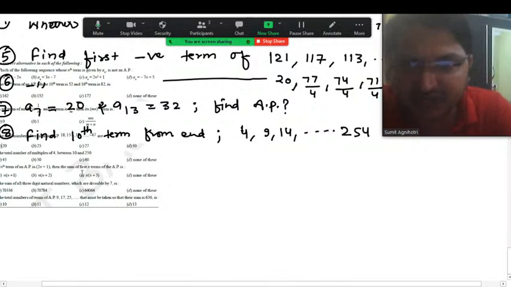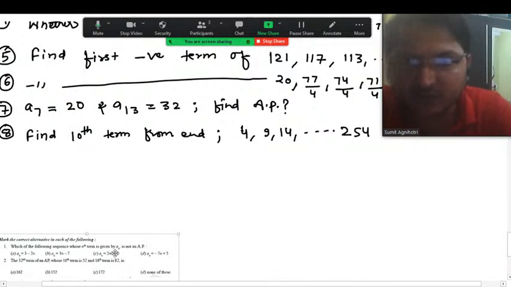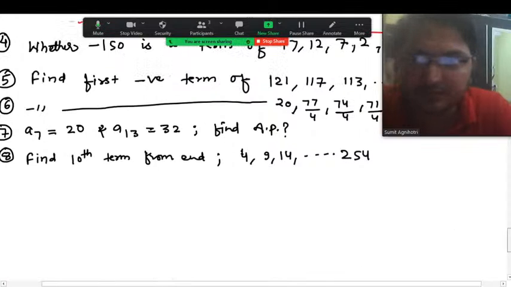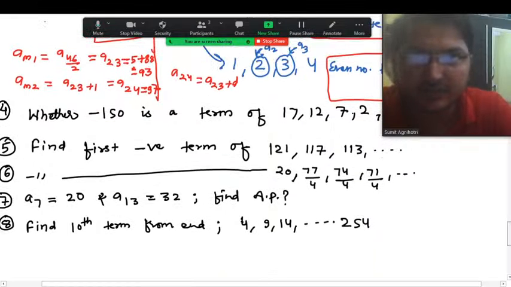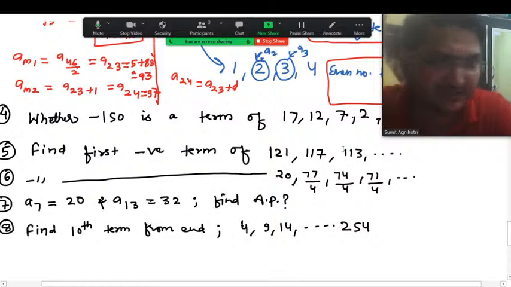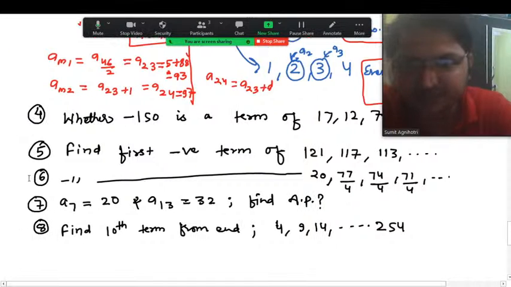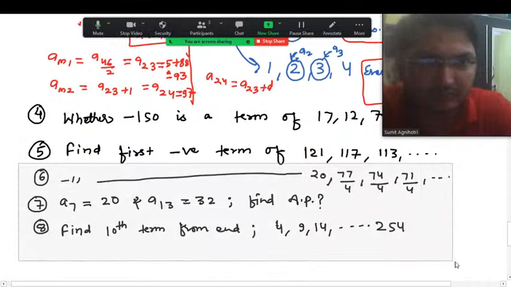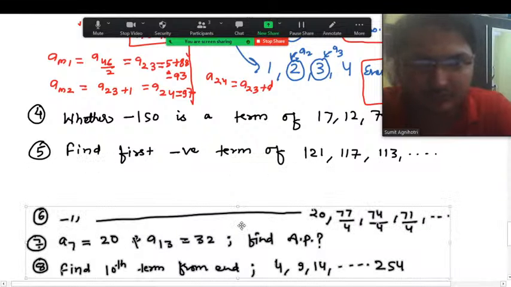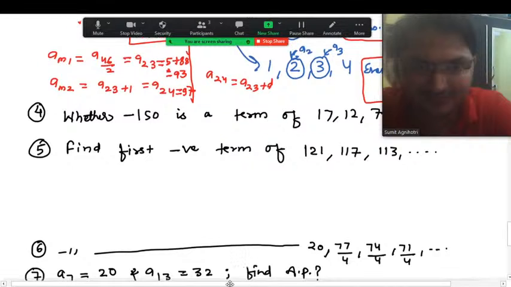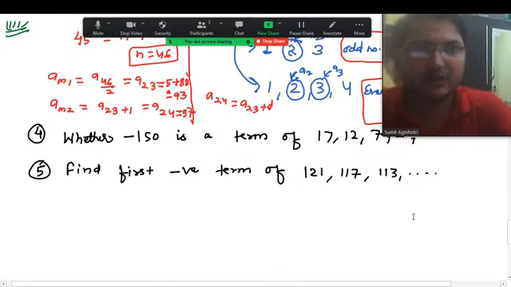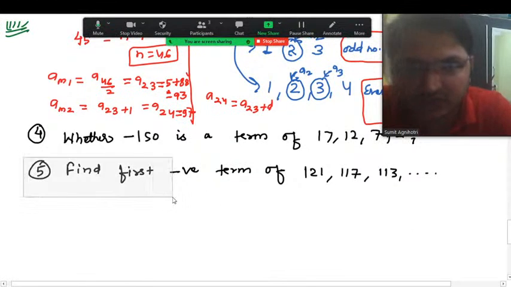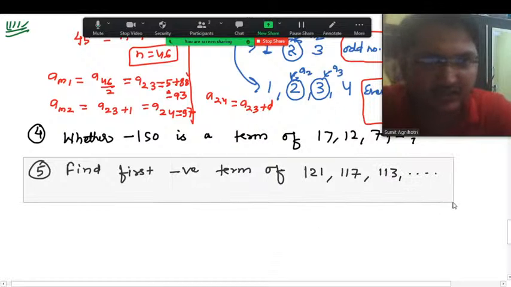Okay, one more question that we were doing that time: negative term, first negative term. This was the question we were doing. Find the first negative term of this sequence. Question 5th. We were solving that time, and now we will complete it. You need to check whether this is okay. First we will figure out the answer of fourth, then we will solve this one.